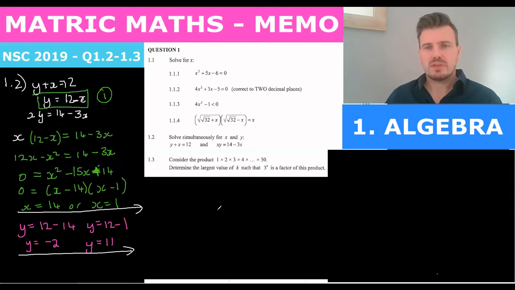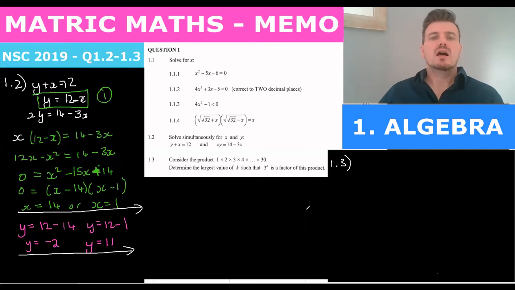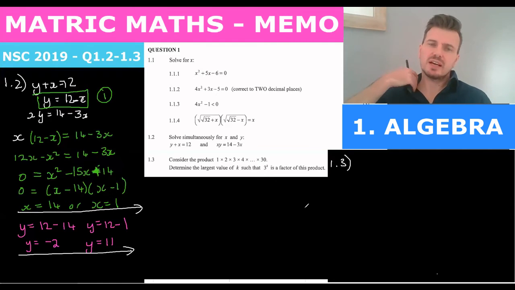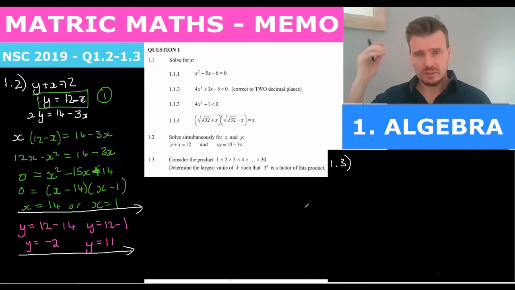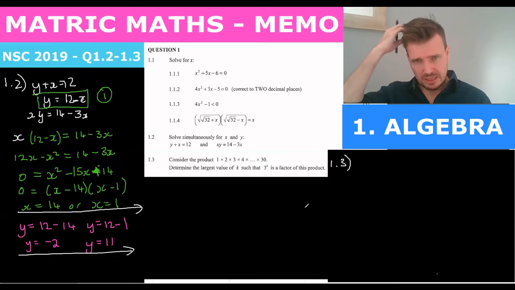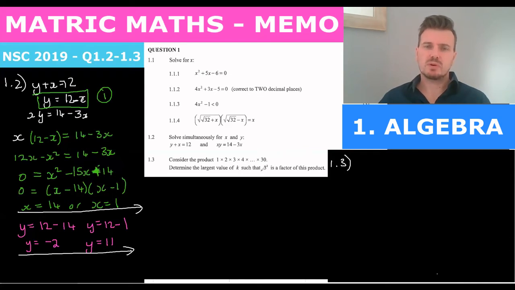Okay, question 1.3. This one. Okay, so this question here, there's no memo, so basically this is going to be the memo. I checked on the government website and a memo hasn't come out yet. And there was actually some controversy with this question because they said it wasn't part of the syllabus, because it wasn't really a standard question. However, we have done it.